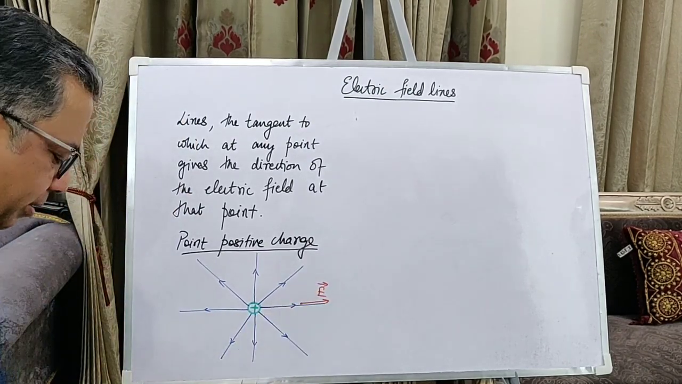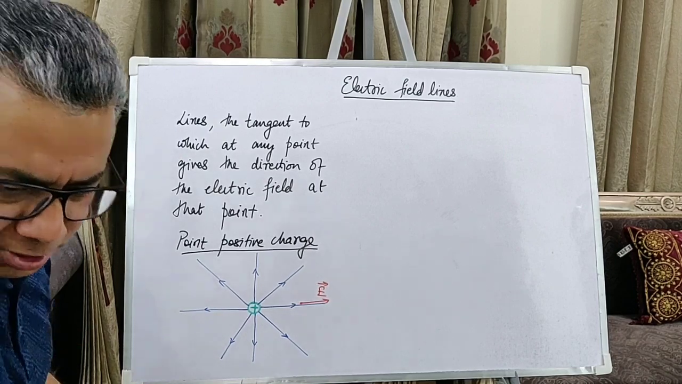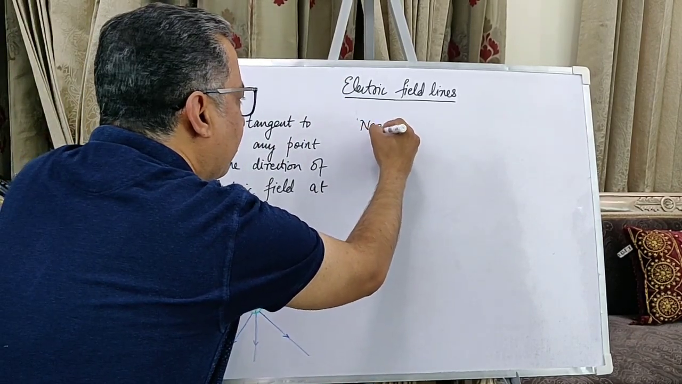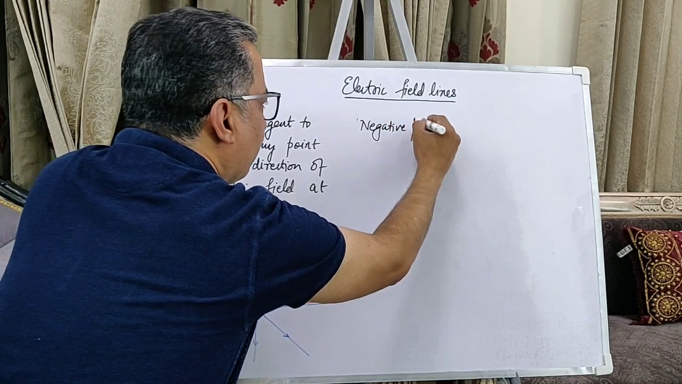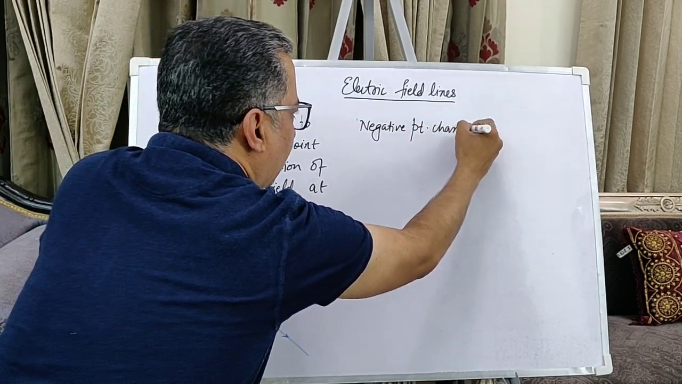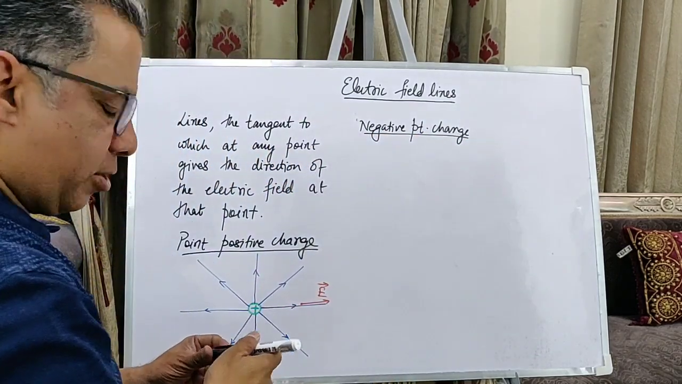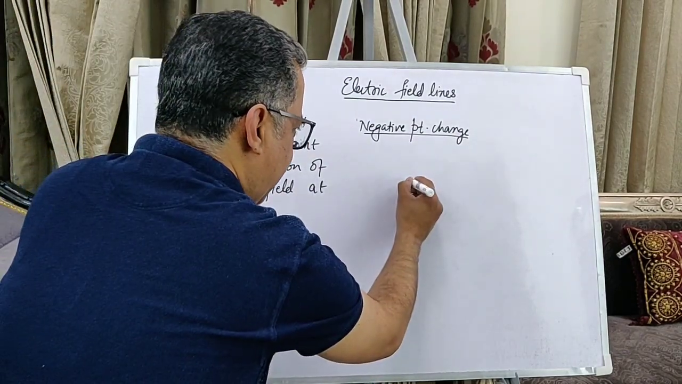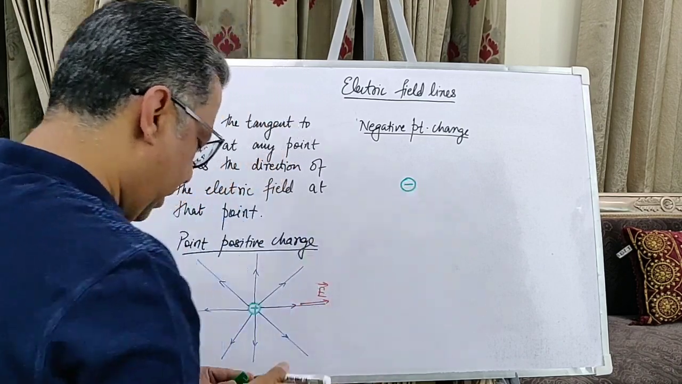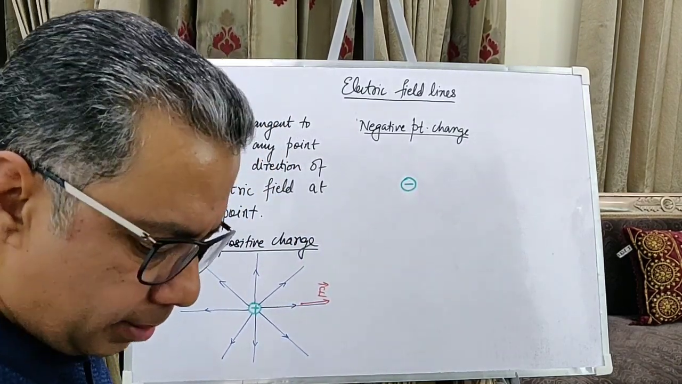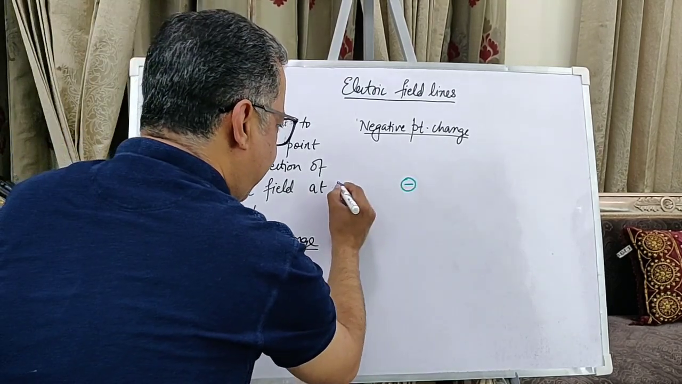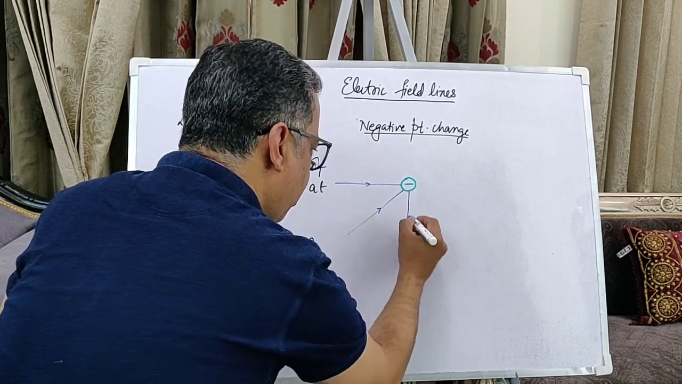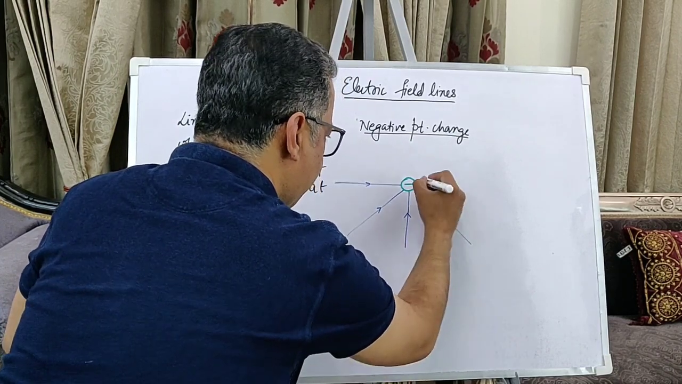field at that point. Now if in place of a positive point charge we had a negative point charge, lines will be different only to the extent that instead of pointing radially outward, they'll be pointing radially inward. So in this case, the field lines, instead of radiating outward, are radiating inward towards the charged particle.